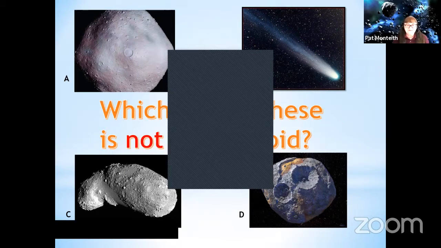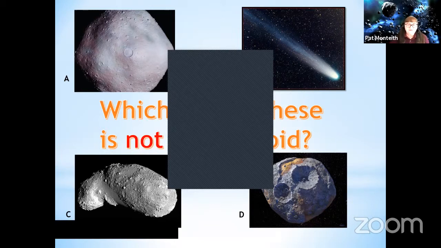I'll give you a couple of seconds here to sort of figure this out. Okay, some people are saying B, some are saying C. What do you think? You get a chance to select one of those four options in terms of which one you think is an asteroid or not.